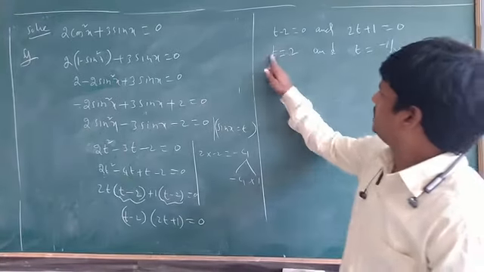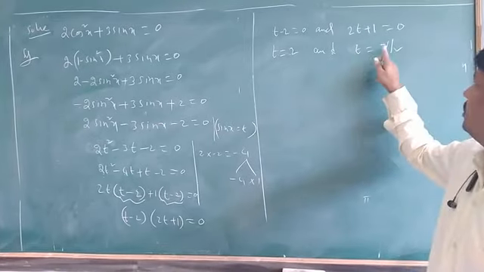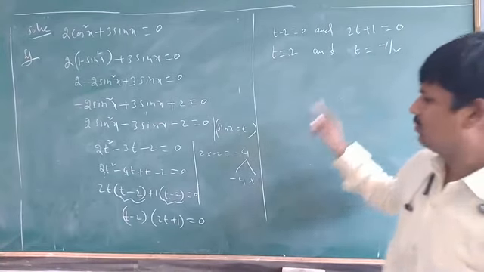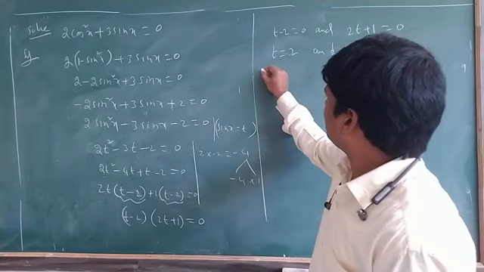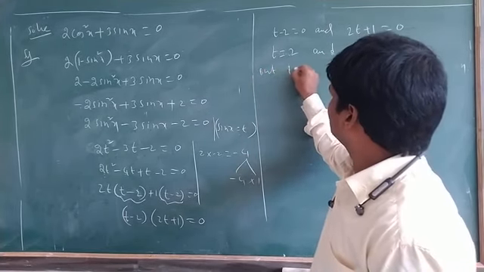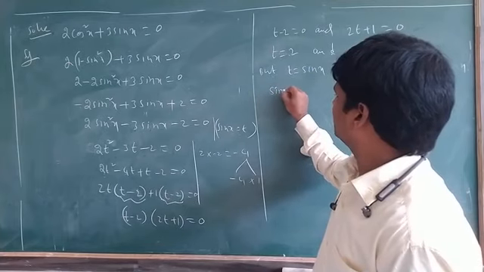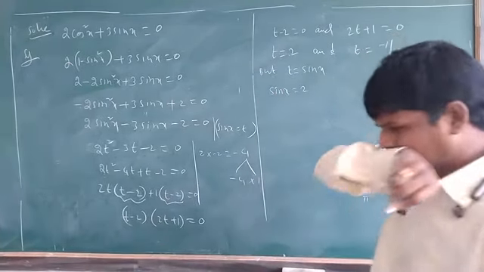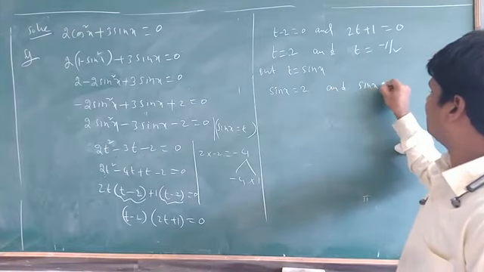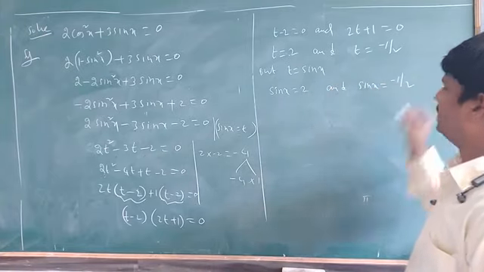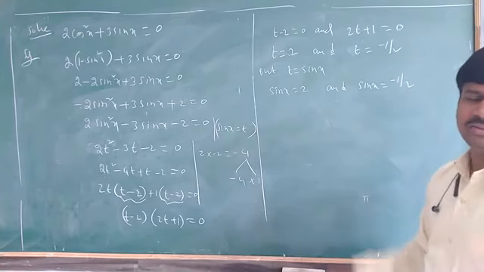Okay, yes. So t is equal to 1/2, t equal to 2, and t is equal to -1/2 you got. But t is sin x. So sin x is equal to 2, and sin x is equal to -1/2.